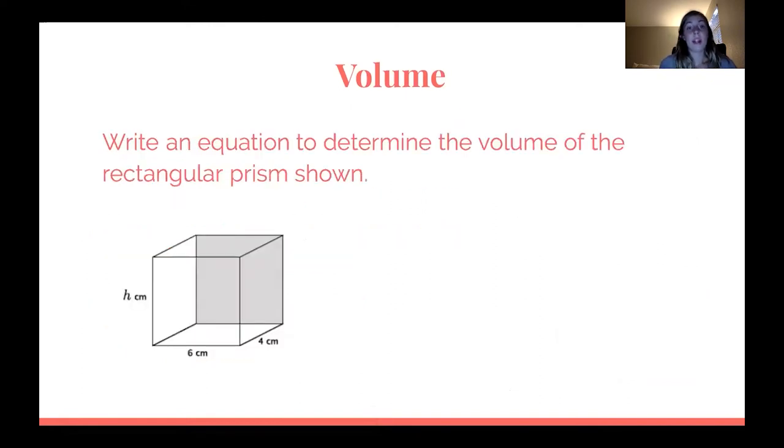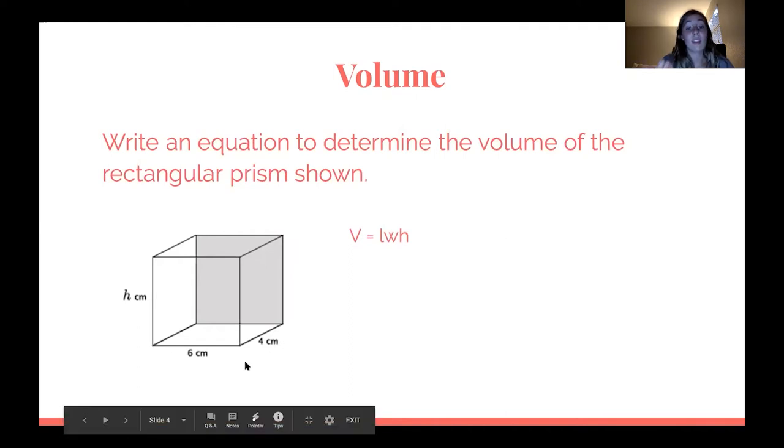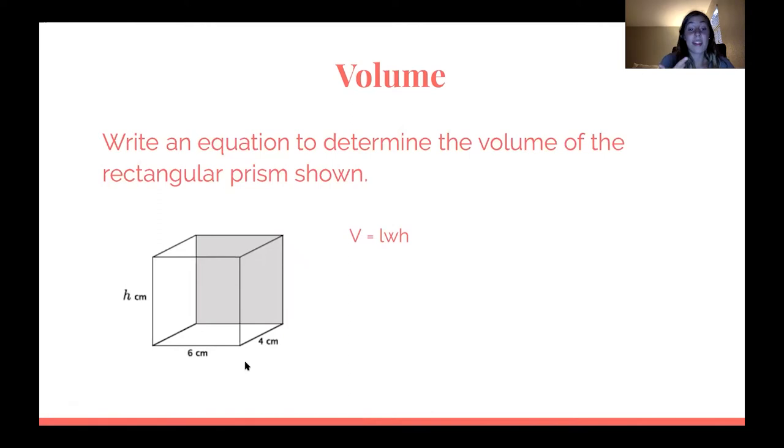First off, write an equation to determine the volume of this rectangular prism shown. We know that our volume equals length times width times height. You don't have to solve for anything, you just have to write out an equation. So what might this look like? We have all of our sides labeled: a length of 6 centimeters, a width of 4 centimeters, and a height that isn't labeled. It just has the variable h, so we are going to keep that variable h.